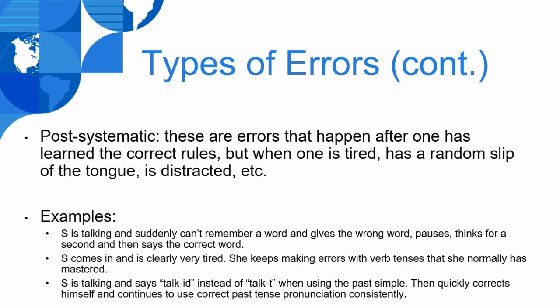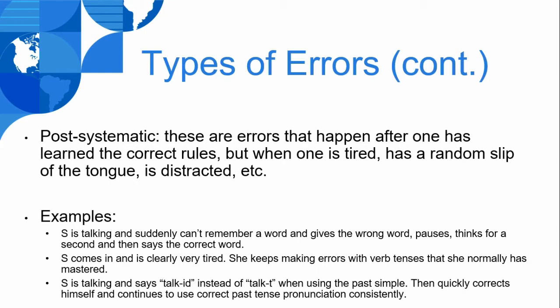And then post-systematic errors, these are just those kind of random errors that happen. One already knows the rules, they should probably already have it relatively well mastered, but it's kind of, you know, the student is tired, they just have a random slip of the tongue, they're distracted, they're thinking about something else, and so that would be what's called a post-systematic error. This could be a student is talking and suddenly they can't remember a word, they give the wrong word, then they pause, they think for a second, and then they say the correct word.